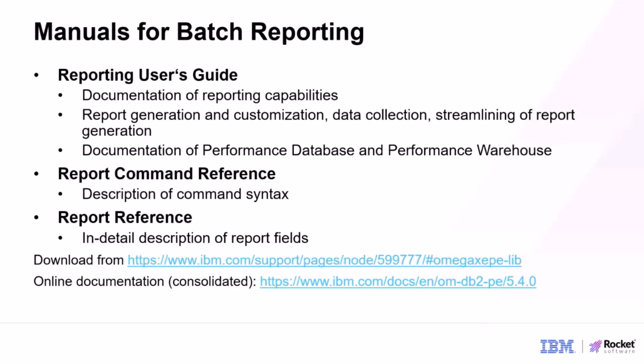So that completes my overview of the batch reporting facility with OMEGAMON for DB2. Hopefully you found this informative and helpful in getting jump-started in generating your DB2 performance batch reports. Obviously, there's a lot more detail to these reports, and I would recommend going to the IBM Knowledge Center and referring to the various user guides and manuals for the OMPE batch reporting. There's the reporting user's guide, the command reference, and the report reference, which are all very useful and give you plenty of detail on how to modify these reports and customize them in any way you see fit.